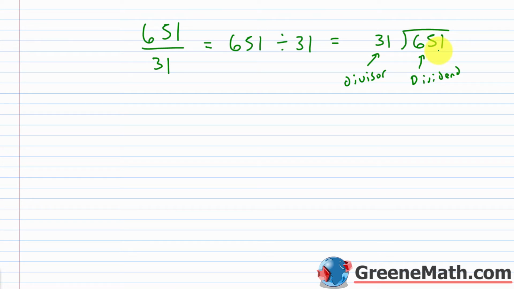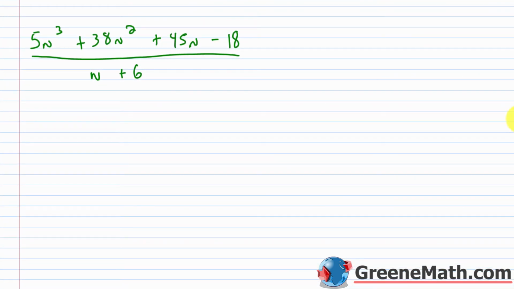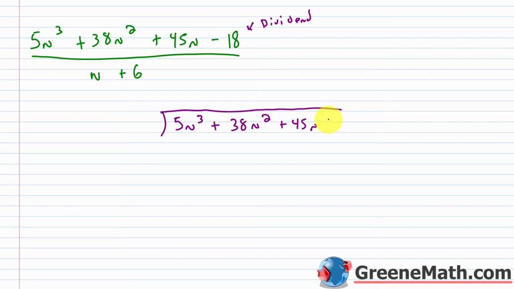So we're going to do the same thing here. And what I'm going to do, let me just kind of scroll down a little bit so we have some room. I'm going to take the dividend here, and let me label that. This is the dividend. And I'm going to put it under the long division symbol. So I have my long division symbol. And I'm going to write my dividend underneath. So 5n cubed plus 38n squared plus 45n minus 18. And then my divisor goes out to the left. So n plus 6.